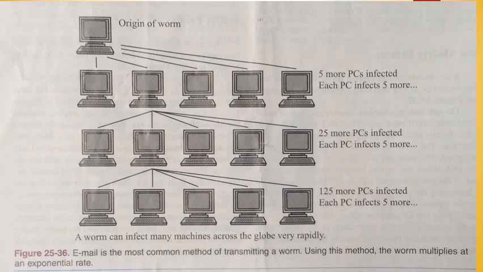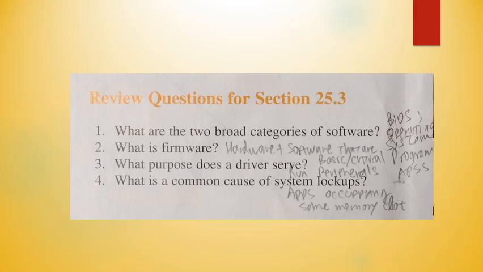Moving on to the review questions. Review questions for Section 25.3. What are the two broad categories of software? That is the BIOS and the operating system. They also have programs or apps, applications. What is firmware? Firmware is the combination of hardware and software.